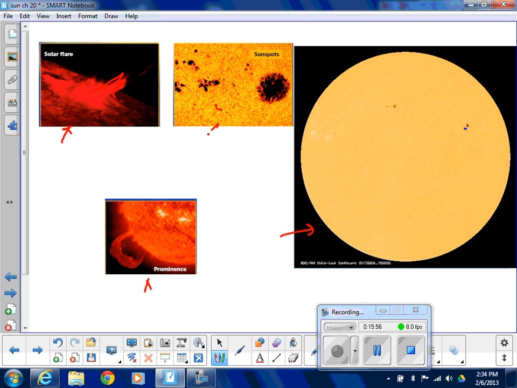And this prominence, this is actually a huge prominence. And this is actually a very famous solar storm. I think this is the one from the 1940s. It's very rare that you have one quite that big. These areas here are also solar flares, very active areas.